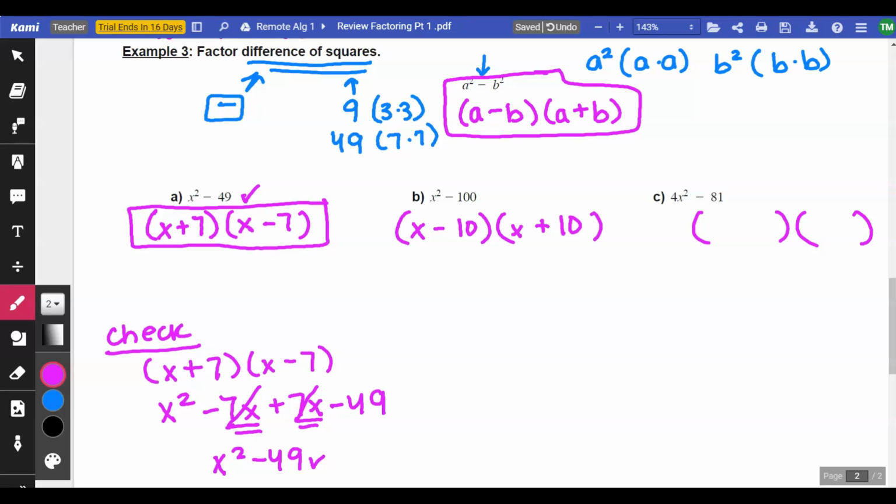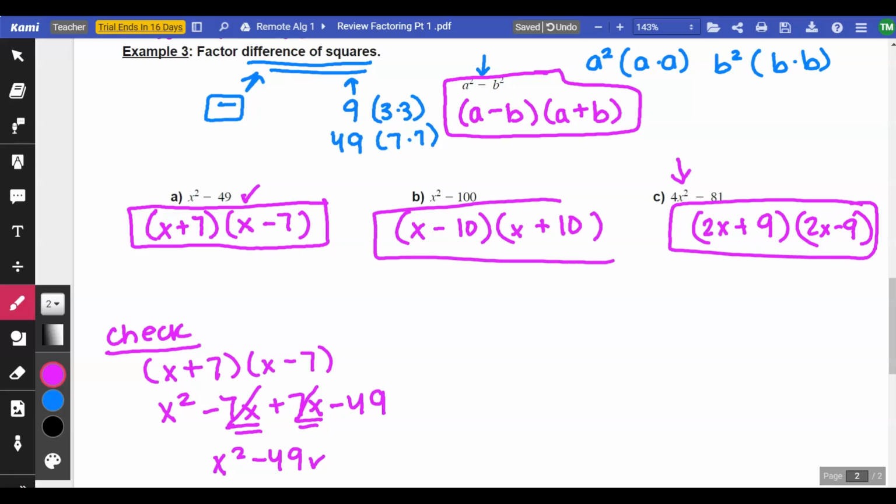4x squared minus 81, this one's just a little bit tricky because instead of just x squared, we have 4x squared. Well, isn't the square root of 4 2, and the square root of x squared x? So that means that the square root of 4x squared is 2x. So I have 2x and 2x. The square root of 81 is 9. And then I'm going to have a positive and a negative. So the same rules apply, even though this problem looked a little funky to begin with. And if you check these on your own, you'll find that we have the correct answers.